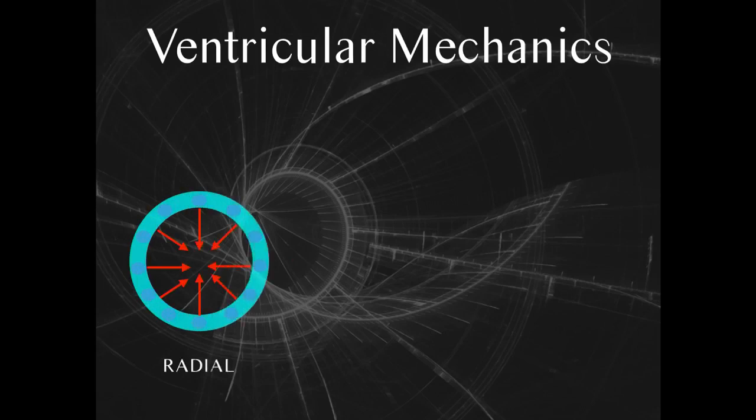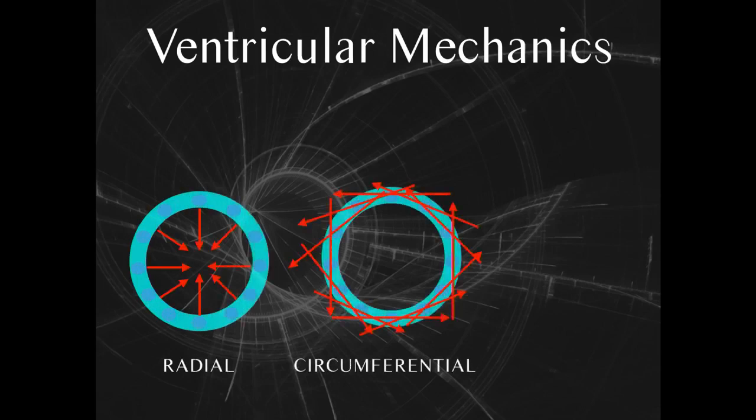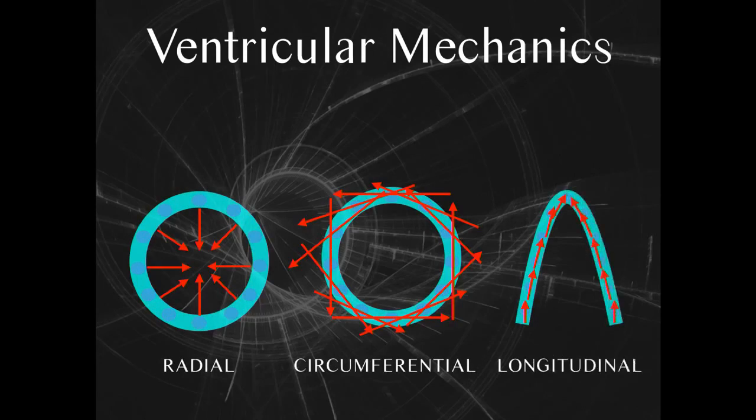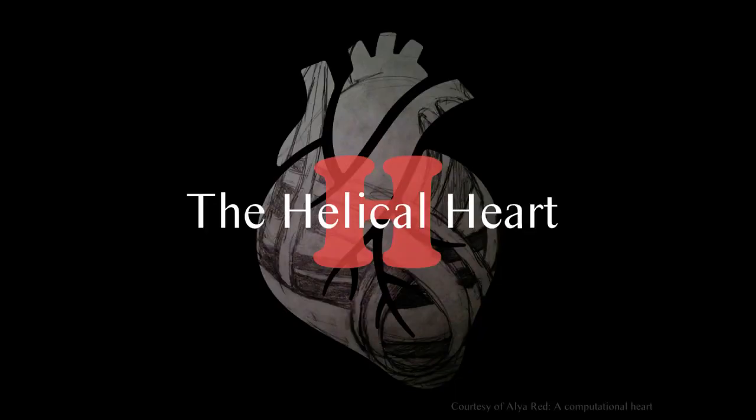But strain doesn't occur in just one direction. Strain is a dimensionless index of myocardial deformation, and so we can define it as a vector acting in multiple different directions. And this is important because the left ventricular myocardium undergoes a complex multidimensional deformation throughout the cardiac cycle: radial, circumferential, longitudinal. And thankfully, we can measure strain in all of these directions.